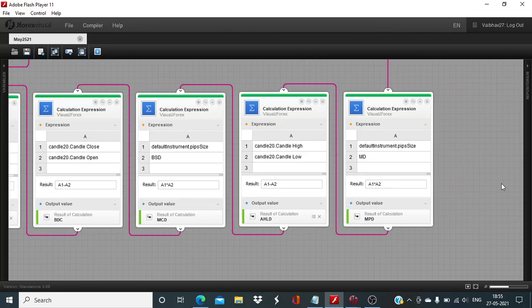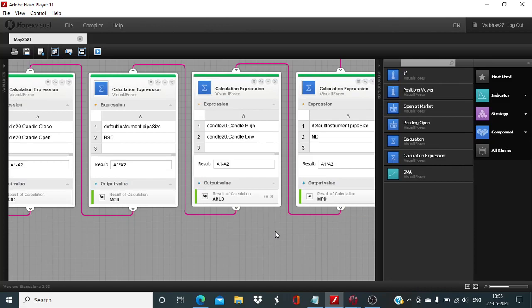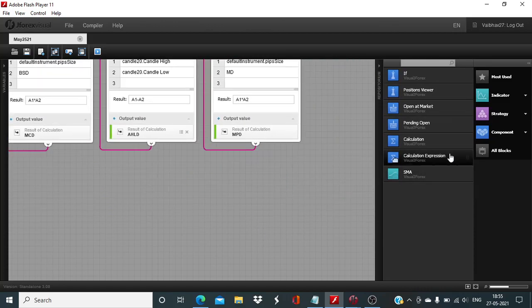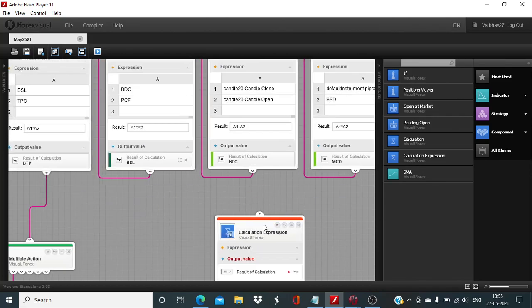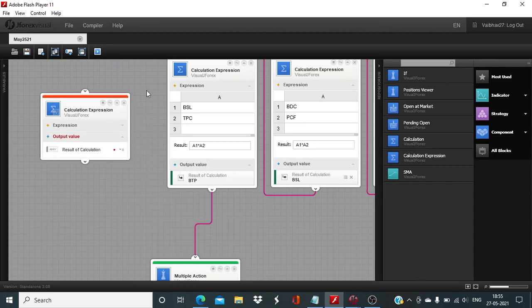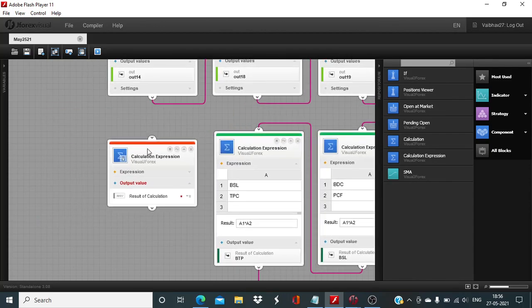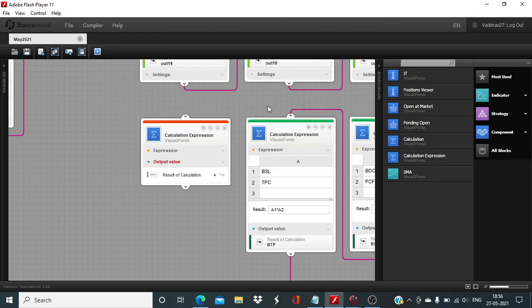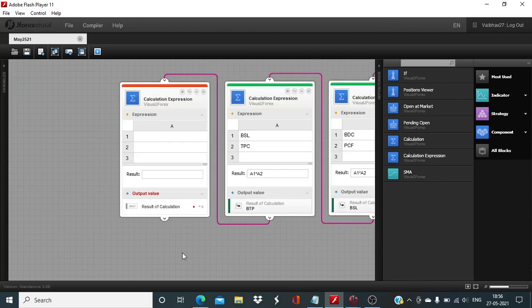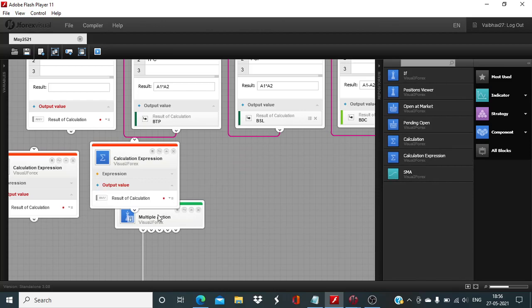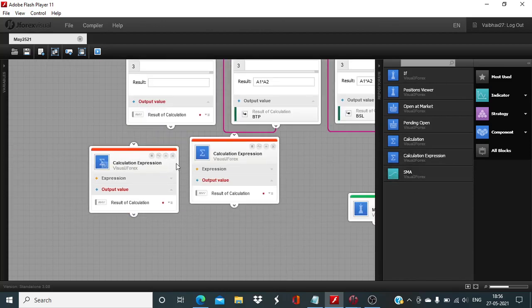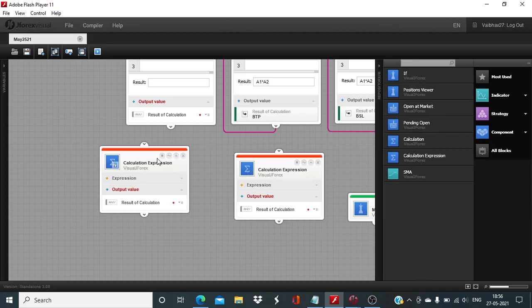Okay, so we start with the calculation expression. We will need to define the difference between the opening and the closing price for the last hour. Now this time around we will need to deduct the closing price from the opening price, as the closing price is going to be less than the opening price, and whatever is the difference we will be utilizing that difference to define the stop loss and the target price.